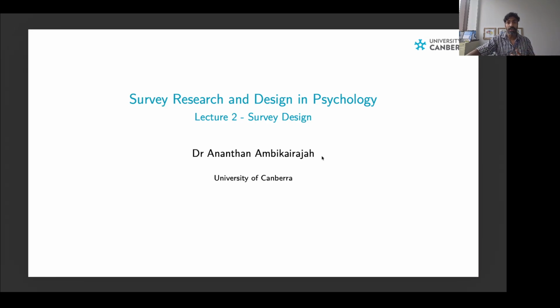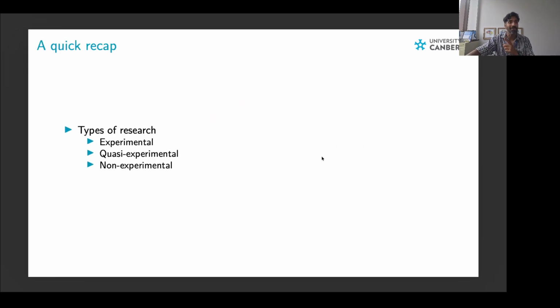So we'll go through each of these sections, but before we do that, we're going to do a quick recap. Last week, what we were focusing on was the types of research that there were. We covered experimental, quasi-experimental, and non-experimental. Hopefully in your mind, as I'm talking through these words, you have some clear ideas as to their main features, but if not, that's why we do a recap.